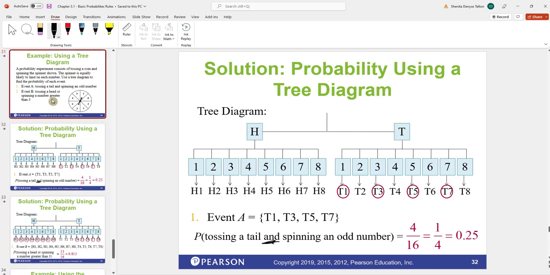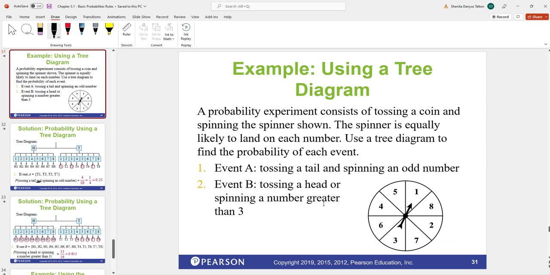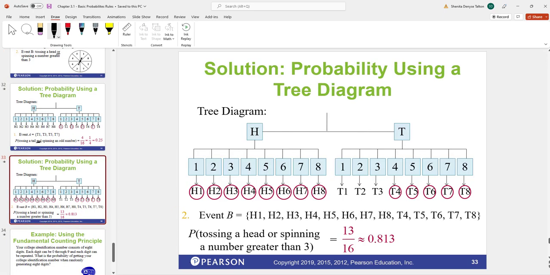If you look at this next question, it says, what's the probability of tossing a head or spinning a number greater than 3? So now we have an or. So you can toss a head and you have all your outcomes, H1, H2, H3, all the way to H8. Or a number greater than 3. You can toss a tail and get a number greater than 3. So that's 4, 5, 6, 7, 8.